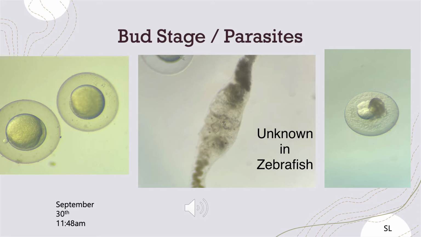On September 30th, at roughly 11:48 a.m., our zebrafish were entering the bud stage and the tail buds were beginning to be formed, which means that the epiboly is fully complete. In the middle, you can see that there's an unknown organism in the petri dish of the zebrafish, and that was a parasite that attacked some of our eggs, as you can see on the far right, which caused our eggs to die. So not all of them completed the development it needed to due to the parasite.